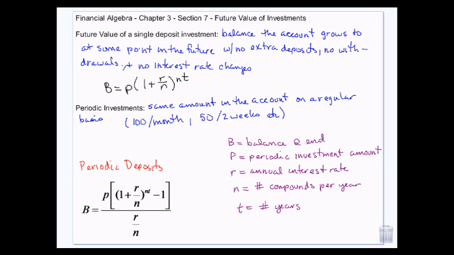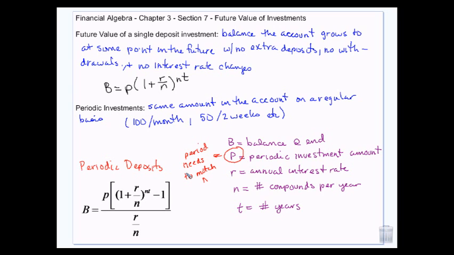Okay. Now here's where this one gets a little bit tricky. The periodic investment amount, you want that to match the N. So if I'm compounding monthly, then I want to make my periodic deposit monthly. Even if I'm putting in money every 2 weeks, so let's say I put in $25 every 2 weeks, I'll say $50 because that's $50 a month.